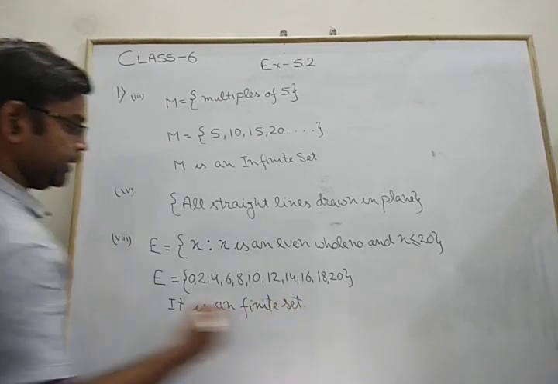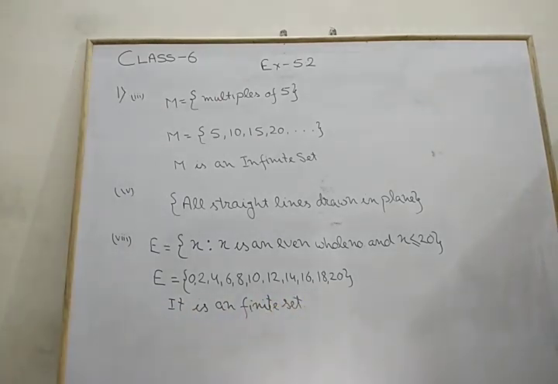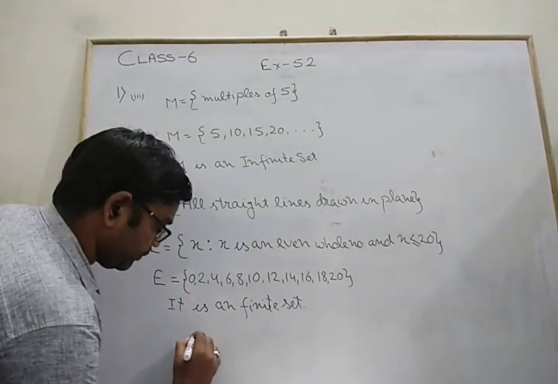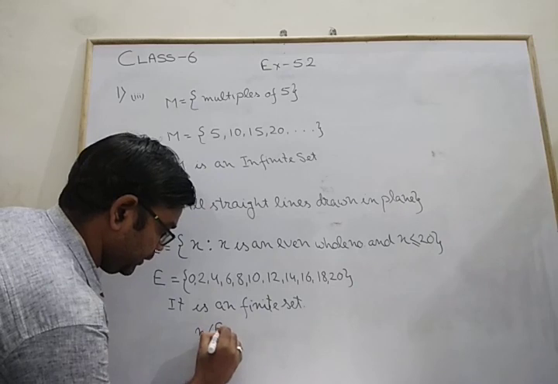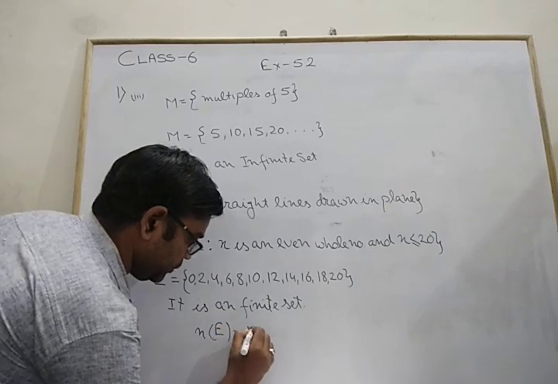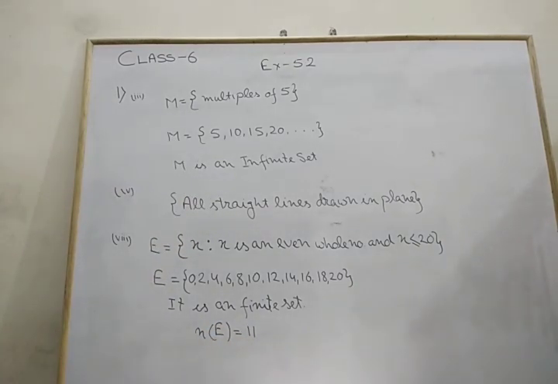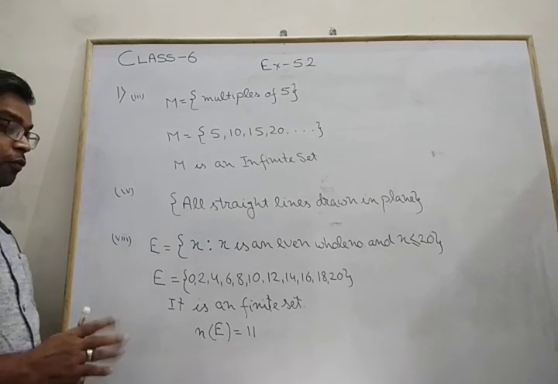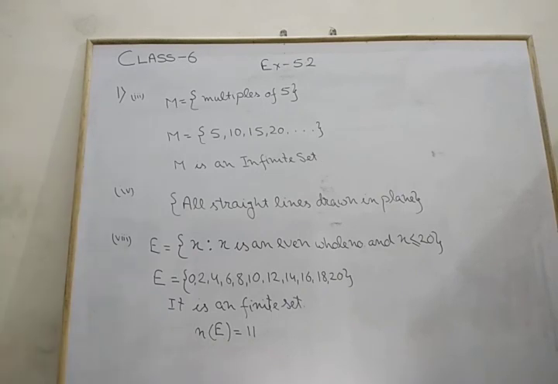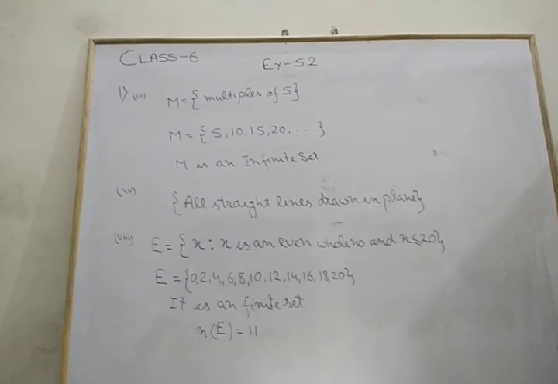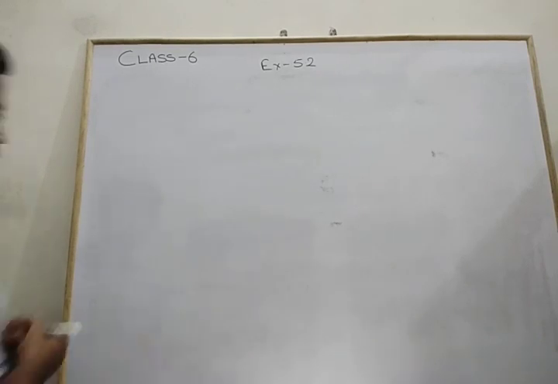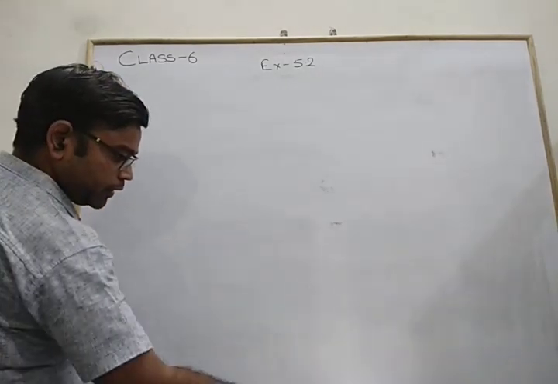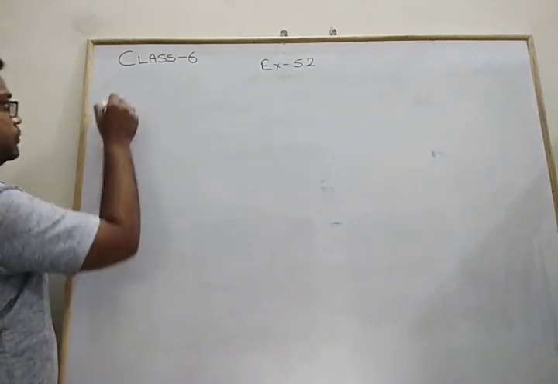It is a finite set having cardinal number, that is n of E equals 11. This is the answer to question A. Now move to the next part of the question. After 8 we discuss question number 9.